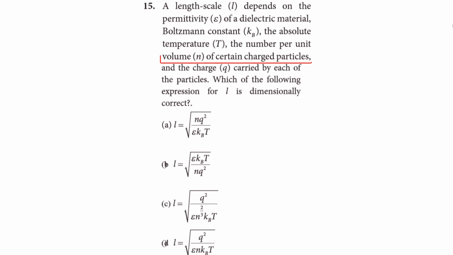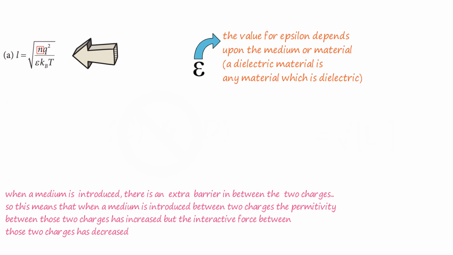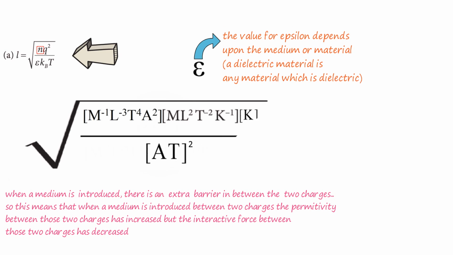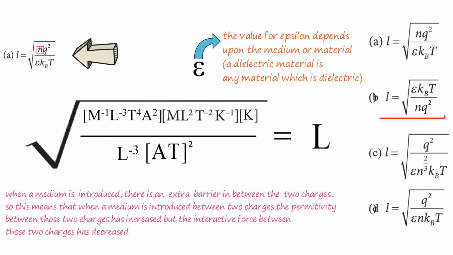That is why it's a good practice to read the question thrice. We should not be neglecting n, as it's not a constant. It's the number of charges per unit volume, which means n is equal to 1 by L cube. And so after adding this to the equation, we get the correct answer, which is option B.